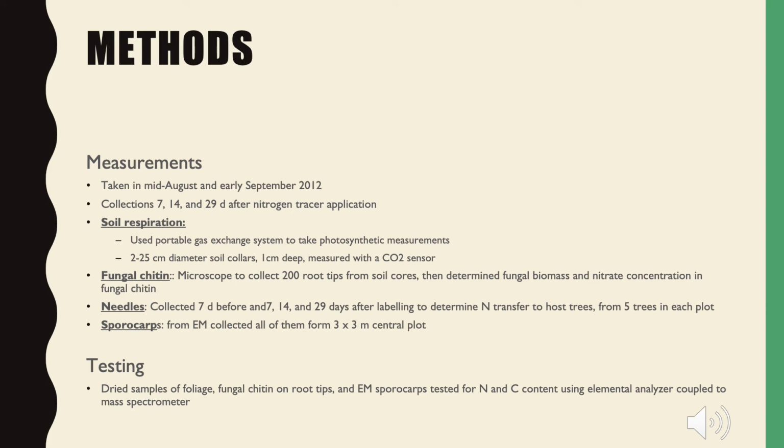Measurements were collected after 1 week, 2 weeks, and approximately 4 weeks after the nitrogen treatment was applied. The scientists collected soil respiration measurements using a portable gas exchange system. They also collected fungal chitin, pine needles from each plot, and sporocarps from each plot. All this matter was dried and then tested for nitrogen and carbon content using an elemental analyzer.